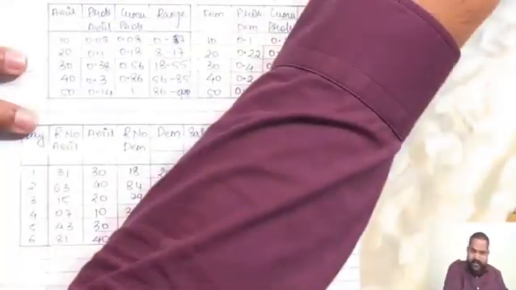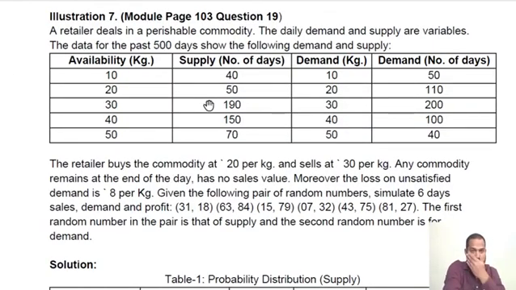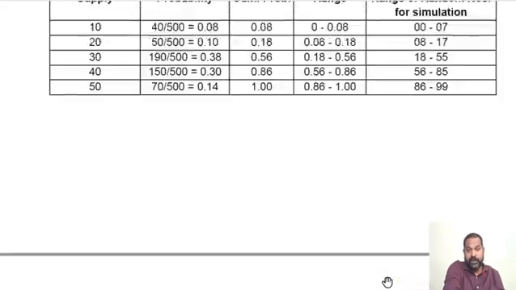Is there anything else that they are expecting? Let's read the question. The question says that given the following random numbers, simulate 6 days of sales, demand and profit. And yeah, that's it. Just simulate 6 days of sales, demand and profit. Fine, I've done that. Let's see what they have done.